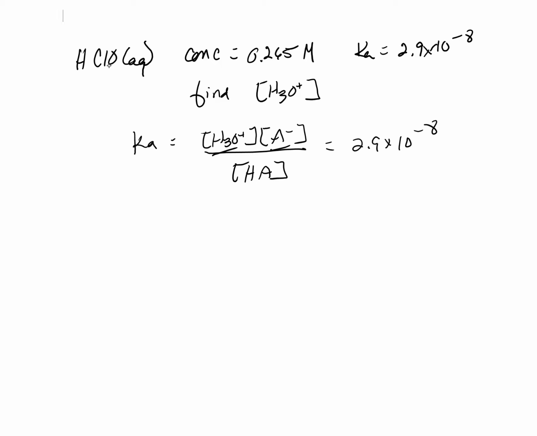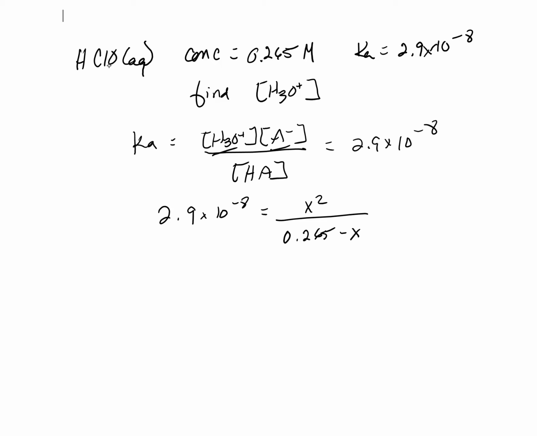So what we have to do is treat those as variables x, and then we need to square them and then remove that equivalent amount x from HA underneath. And what that's going to look like is 2.9 times 10 to the minus 8th equals x squared over 0.265 minus x. And this is where you have the opportunity to save yourself some time, because you could rearrange this and use the full quadratic equation to solve.